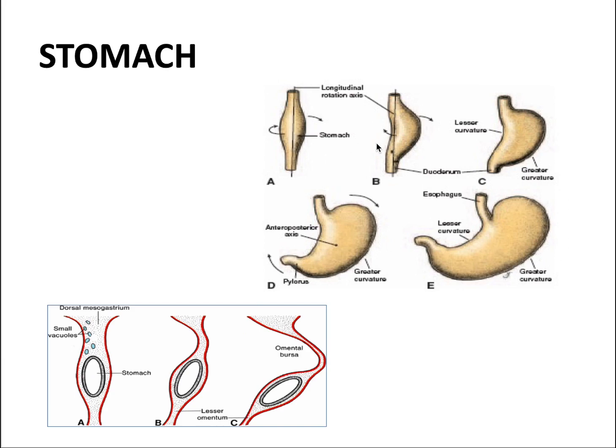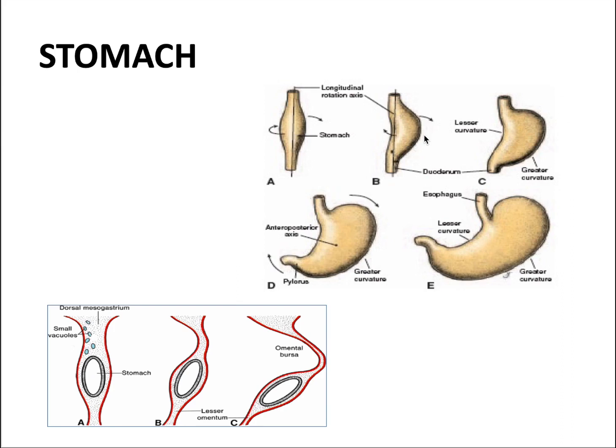Firstly, the stomach rotates 90 degrees clockwise, as shown in this picture here, causing the left side to face anteriorly and its right side to face posteriorly. Thus, the left vagus nerve, which initially innervated the left side of the stomach, now innervates the anterior wall. Similarly, the right vagus nerve innervates the posterior wall.